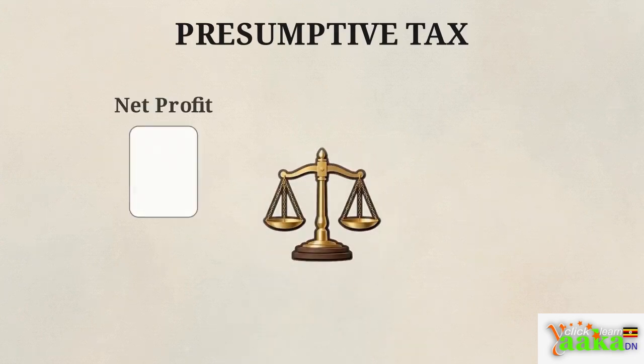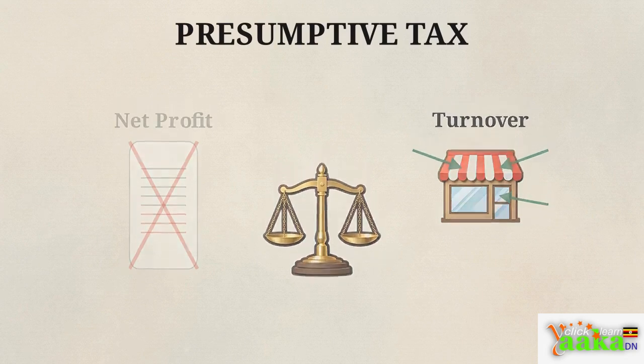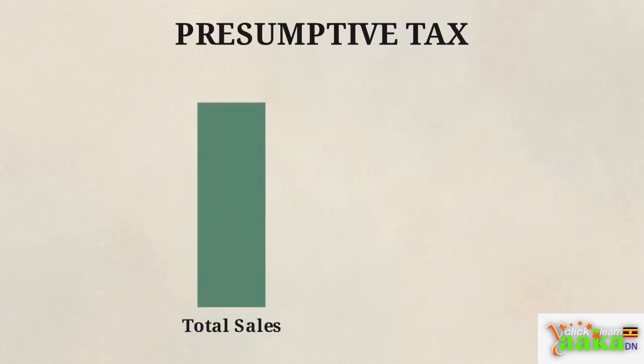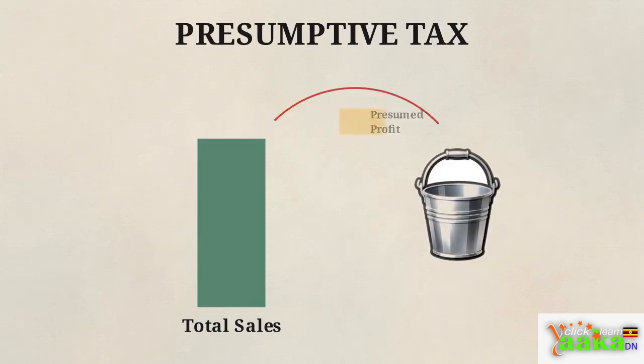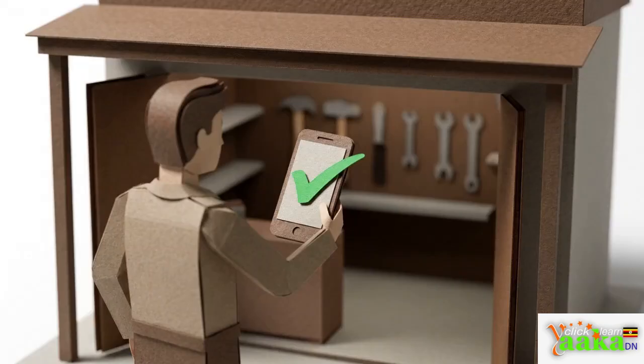The logic here relies on the strict difference between profit and turnover. Tracking net profit requires meticulously recording every single business expense. Presumptive tax skips that step. Instead, it is calculated based solely on your total incoming sales, or turnover. The URA simply presumes a certain profit margin based on your sales volume. By removing the need to build a complex balance sheet, this system makes it affordable and straightforward for small traders to meet their tax obligations.